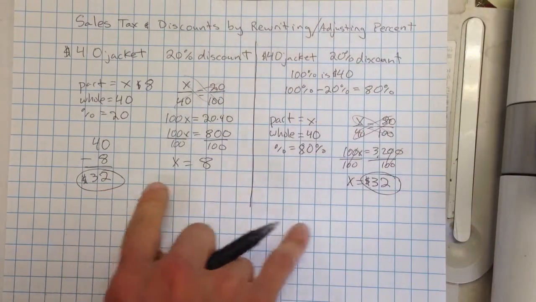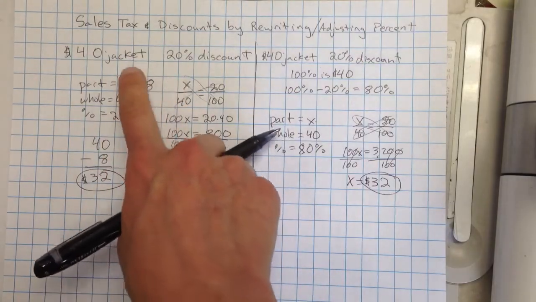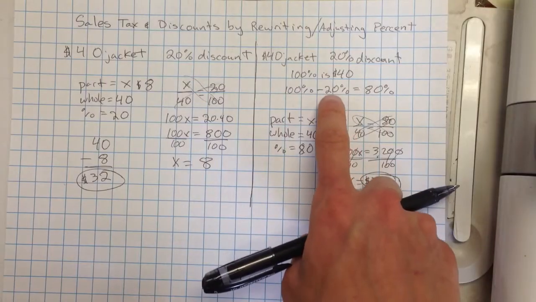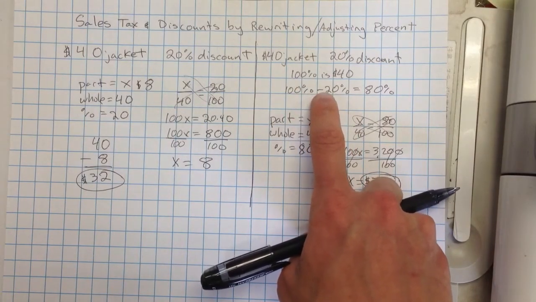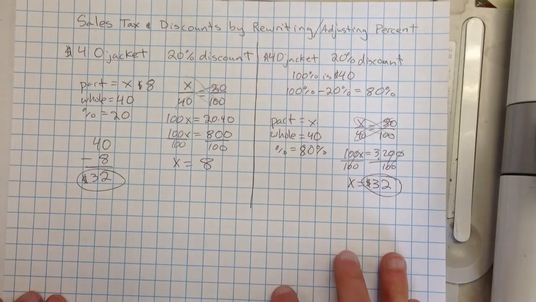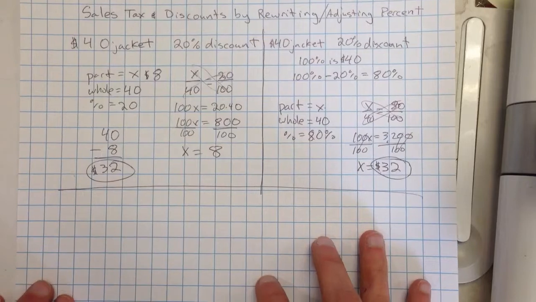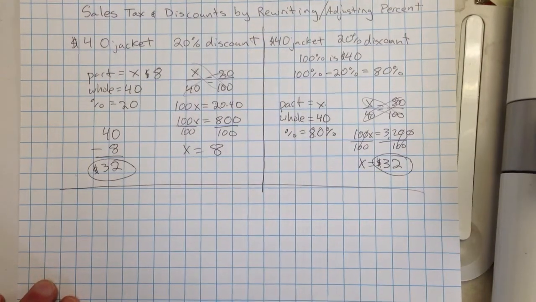We can see it's the same price at the end. Just this way we figured out the value of the discount and then subtracted that. This one we subtracted the part of the percent, and then that gave us our final answer. We're going to do one more example, and that's going to be using sales tax. So we can also use this method for figuring out the cost if there is sales tax.